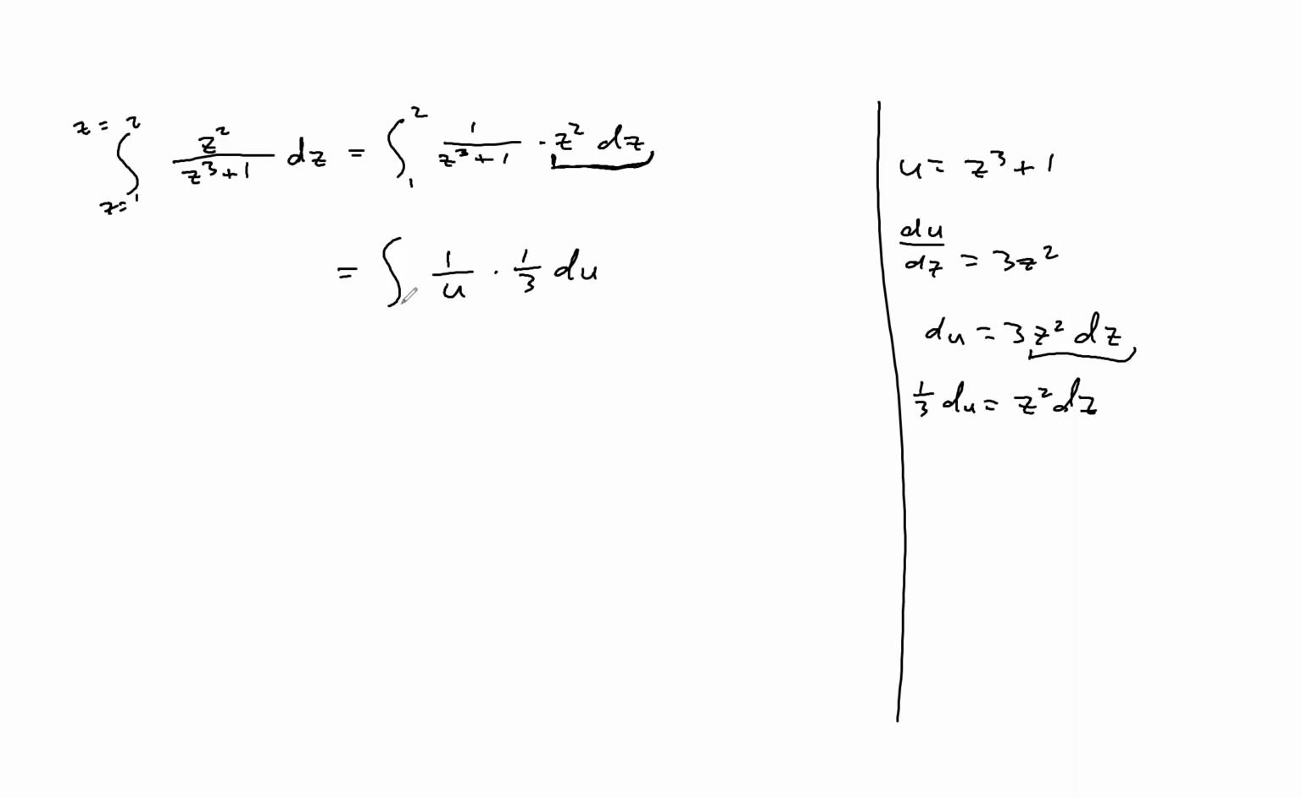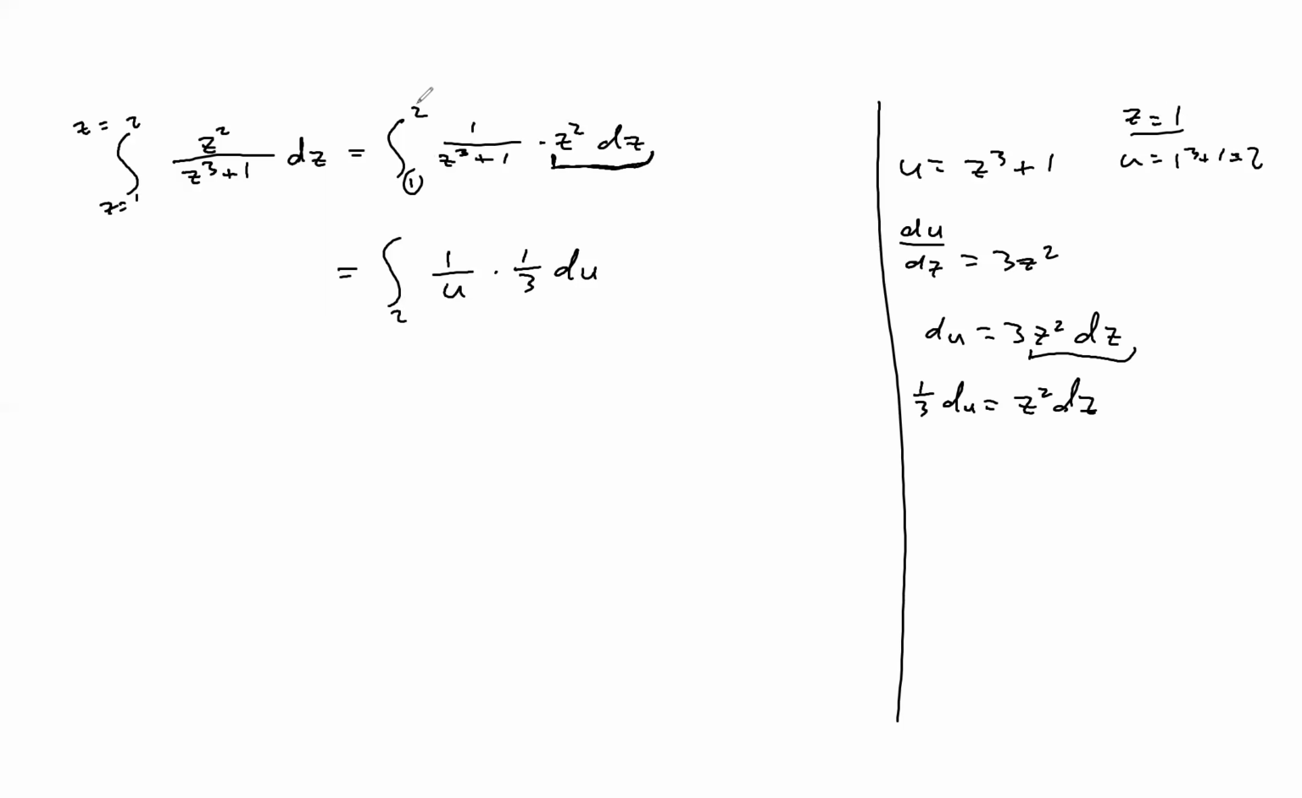Now the last thing I have to do is update my bounds. These are z values. I need to figure out what the appropriate u values are. So again, come back to your substitution. If u was z cubed plus 1, and this lower bound was z equals 1, well, in that case, u would equal 1 cubed plus 1, which is 2. So when z equals 1, the appropriate u value would be 2.